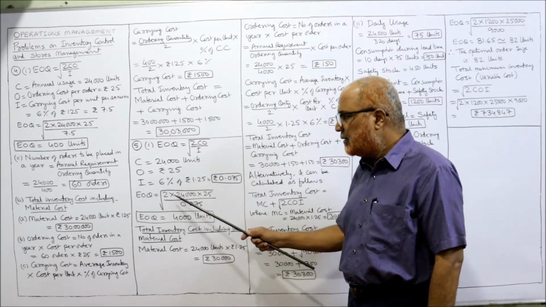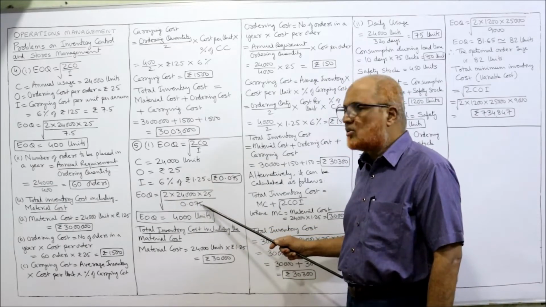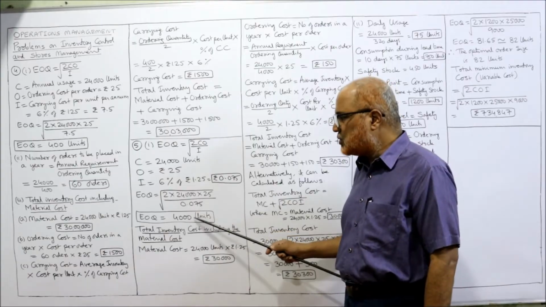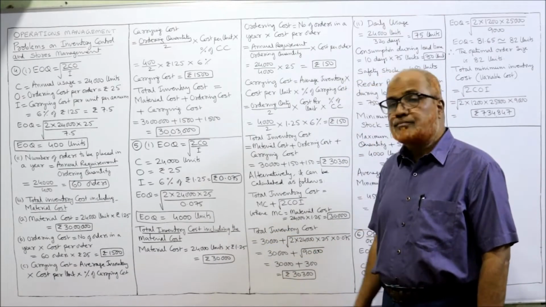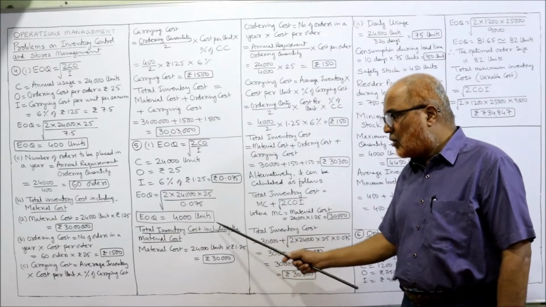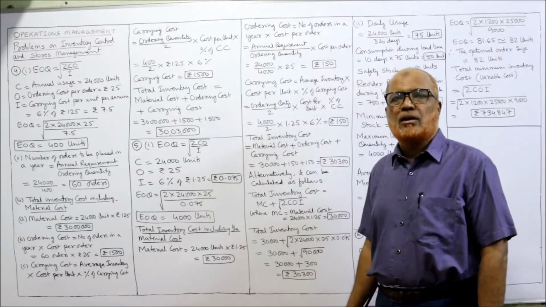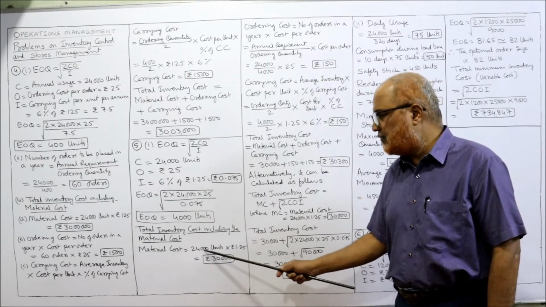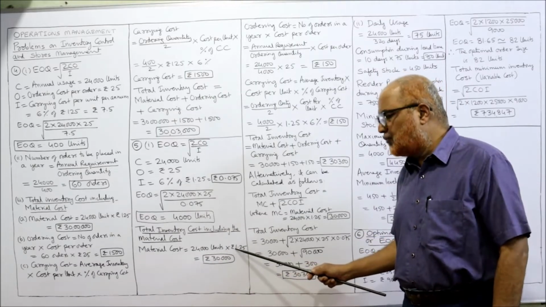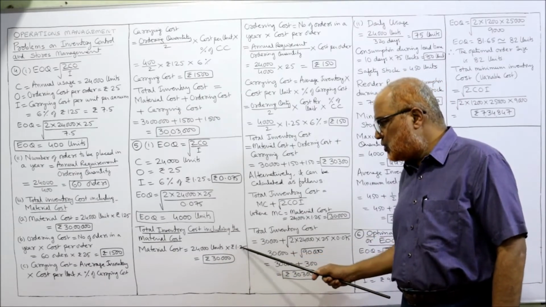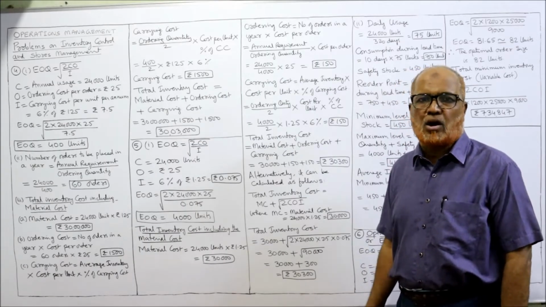On the calculator, multiply 2 into 24,000 into 25 divided by 0.075, under root. After root, 4,000. So the EOQ we got is 4,000 units. Now the total inventory cost including material cost. First we calculate the material cost. How many units per annum? 24,000 units we require. Each unit costs 1.25. So 24,000 into 1.25, 30,000 rupees is the material cost.